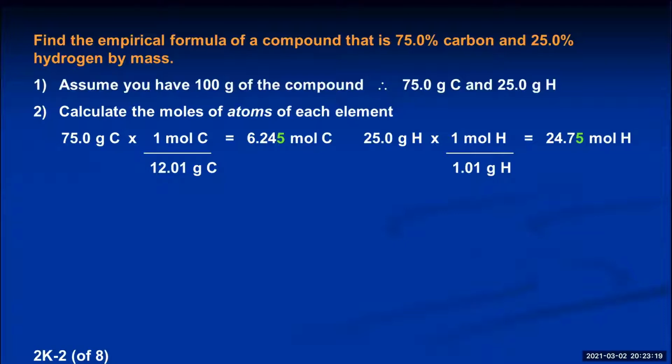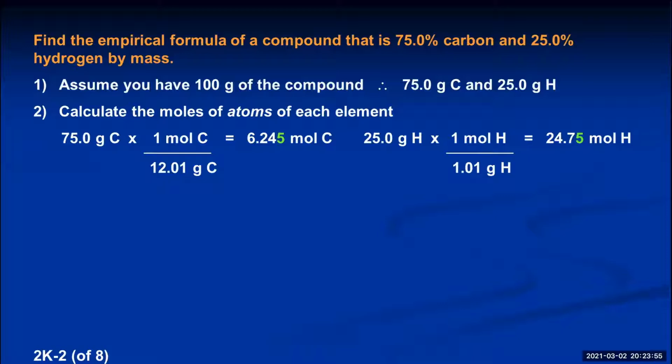Once you've calculated how many moles of the different elements are in this sample, whatever the mole ratio is has to be the atom ratio, because moles are proportional to atoms, right? If somebody has 3 dozen eggs and somebody has 6 dozen eggs, that's a 3 to 6 or 1 to 2 ratio. The ratio of eggs is going to be the same as the ratio of dozens. So the ratio of moles has to be the same as the ratio of atoms. So if you look at 6.245 and 24.75 and wonder what the simplest ratio is between those, that's going to be the empirical formula, because that'll be the simplest atom ratio.